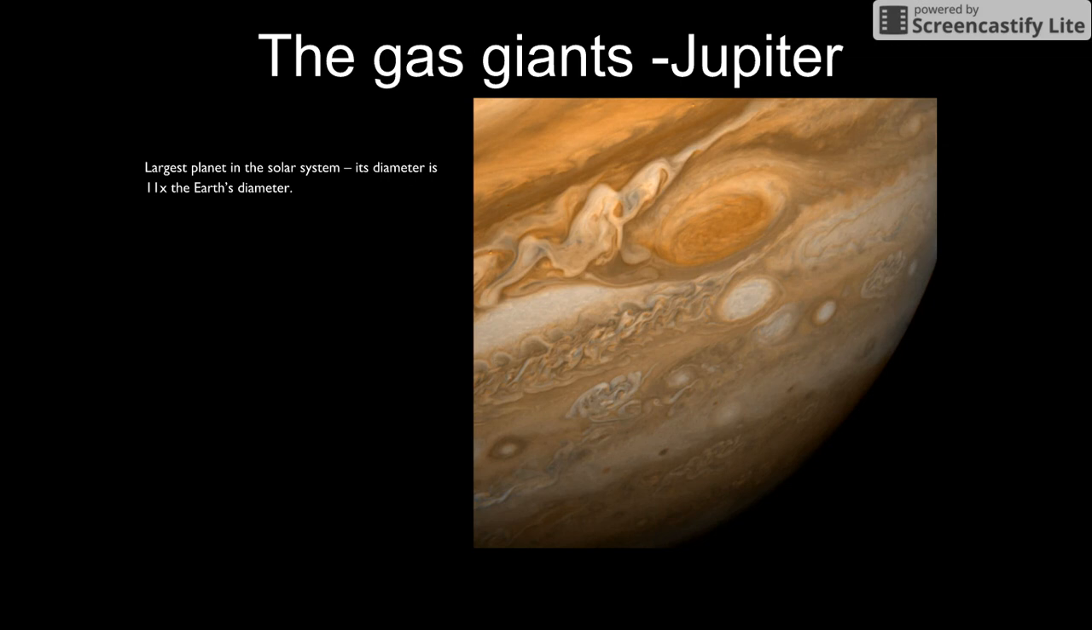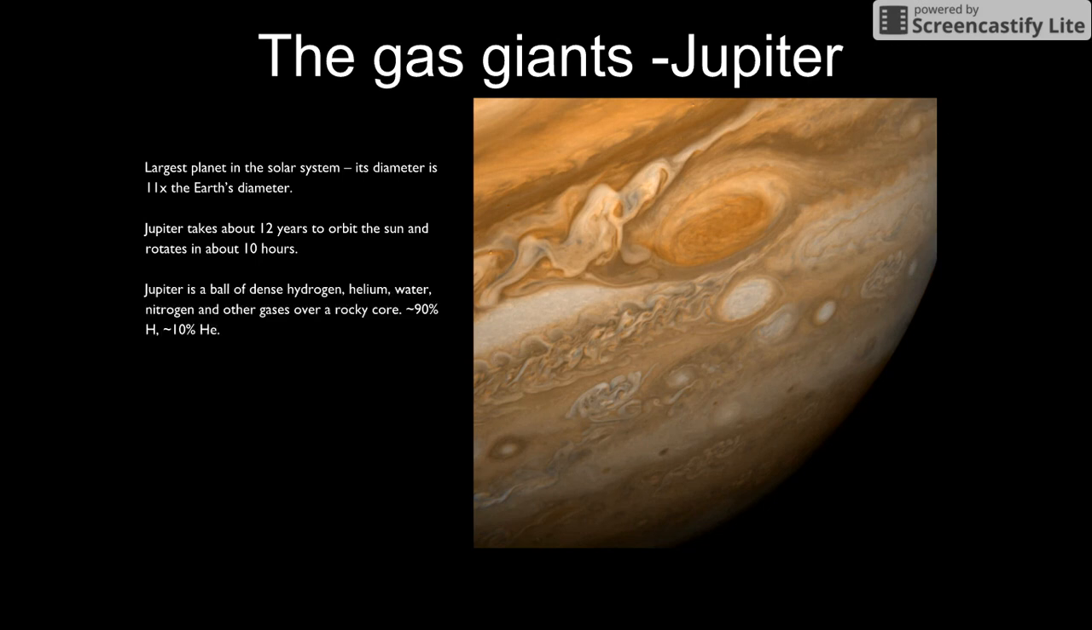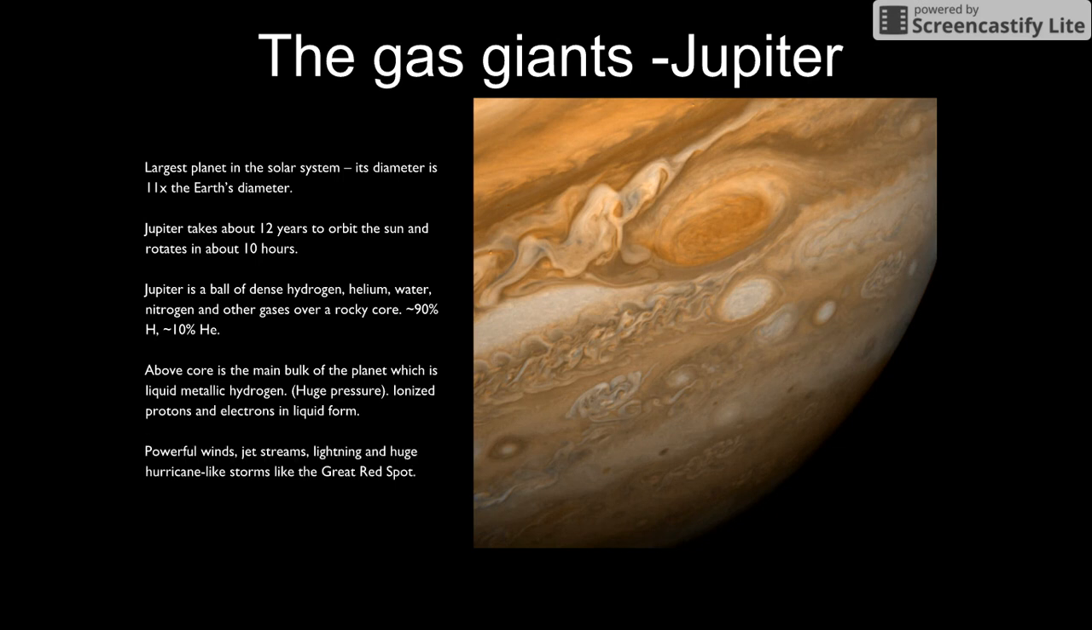Remember, Jupiter is the gas giant. It's the largest planet in the solar system. It is 11 times the Earth's diameter. Jupiter takes 12 years to orbit the sun and rotates in about 10 hours. The red spot is a storm that's been raging for over 300 years and is twice the size of Earth.